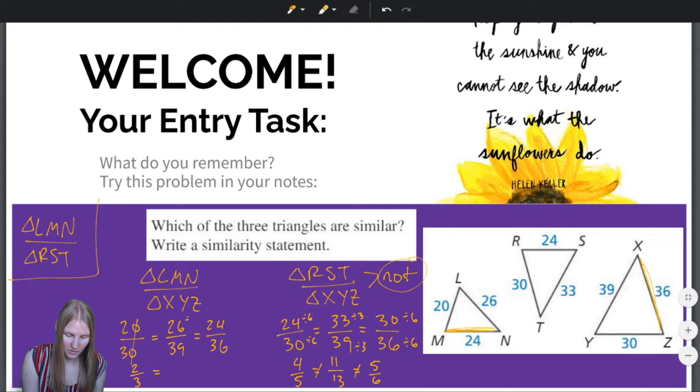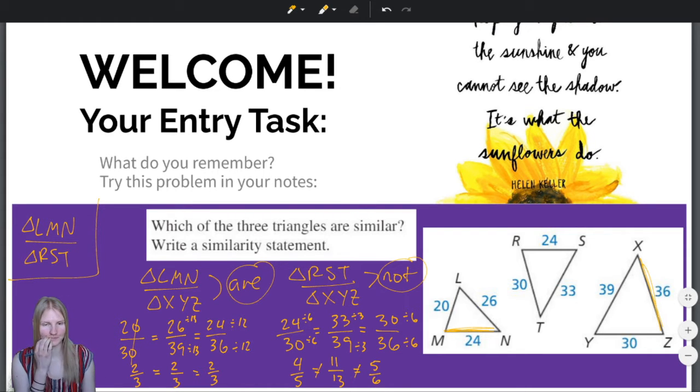We can divide by 13 on the top and bottom. 26 divided by 13 is 2. And 39 divided by 13 is 3. Hey, 2/3, looking good so far. And then this last one, I think we can divide by 12 on both sides. Yeah, and we get 2/3. Yay! 2/3 equals 2/3, which equals 2/3. That is a true statement. So, triangle LMN and XYZ are similar.